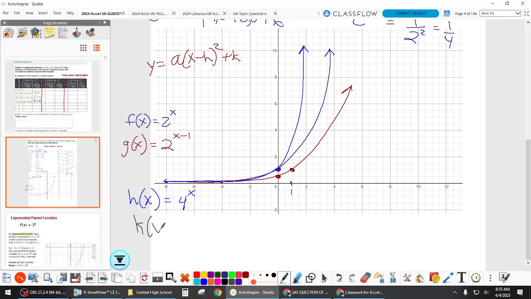I'm going to do one more, and then let's see if it happens to be yours. What if we stick some constant out front? Like 3. That was A, and A moved it up and down. No, A stretches. That was K, moves it up and down. Yeah, A stretches it, or compresses. Good job, guys.